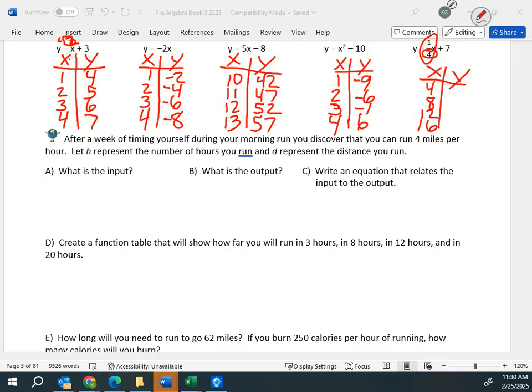What's 1/4 of 4? 1. What's 1 plus 7? 8. What's 1/4 of 8? 2. What's 2 plus 7? What's 1/4 of 12? Baby? 3. What's 3 plus 7, baby? 10. What's 1/4 of 16? Amala? And what's 4 plus 7, Amala?